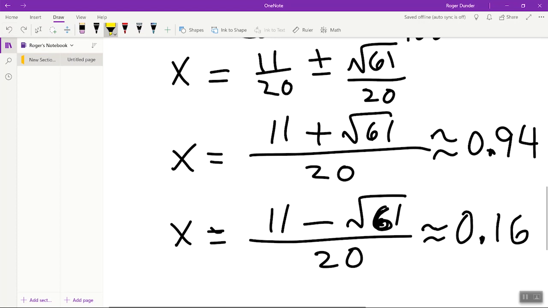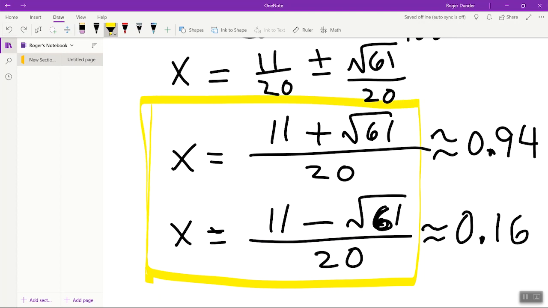Here they are, right here. This is what we want to show. These are our exact roots. So I think these are the better answers. 11 plus root 61 over 20 and 11 minus root 61 over 20. So here are our two answers.